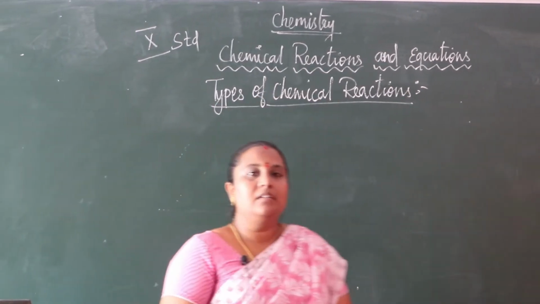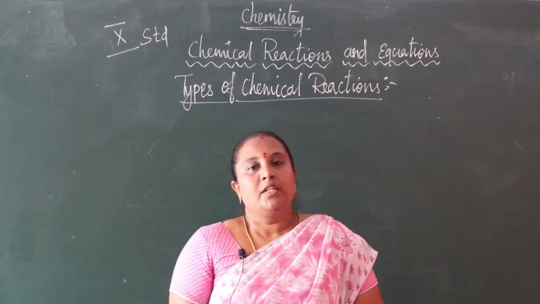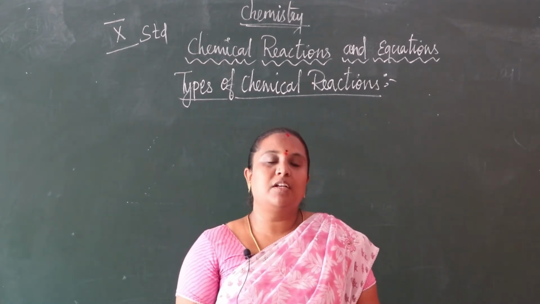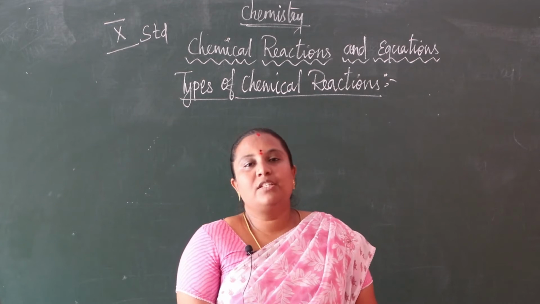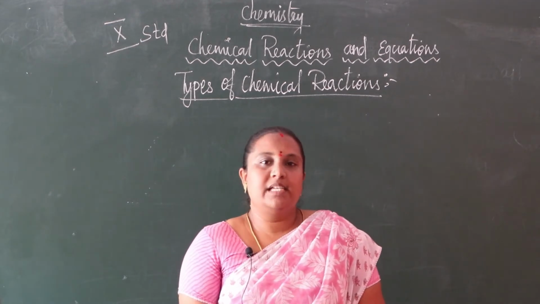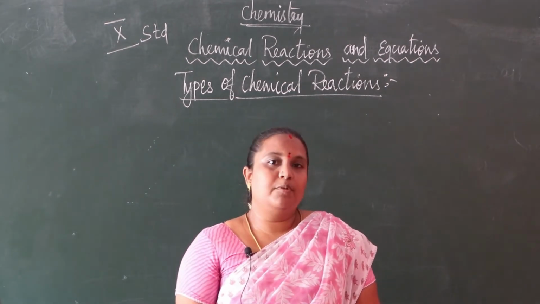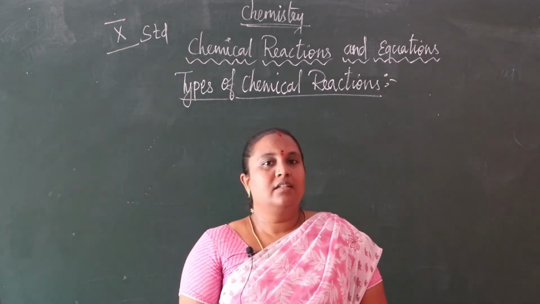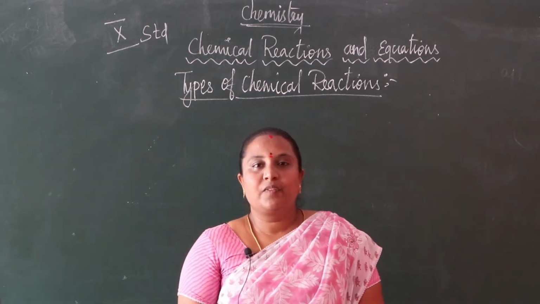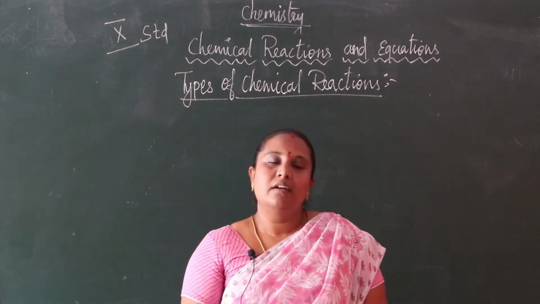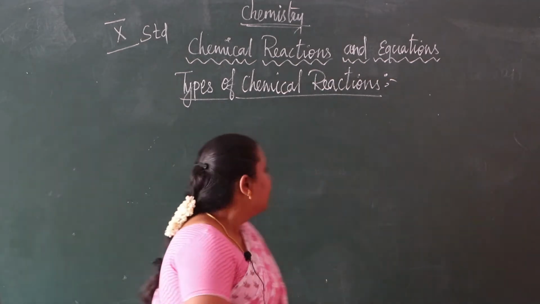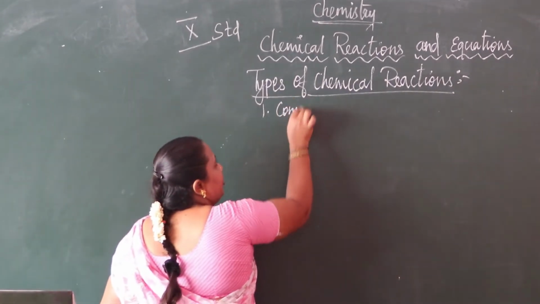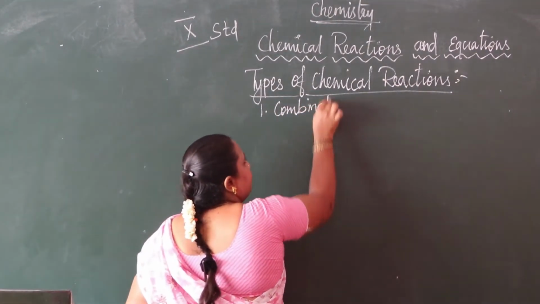Types of chemical reactions. You already know from your 9th standard class what the types of chemical reactions are. The first one is combination reaction, then decomposition reaction, then displacement reaction, then double displacement reaction, and oxidation and reduction. See children, what is the first one? Combination reaction.